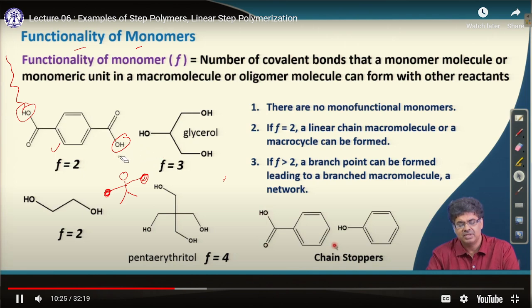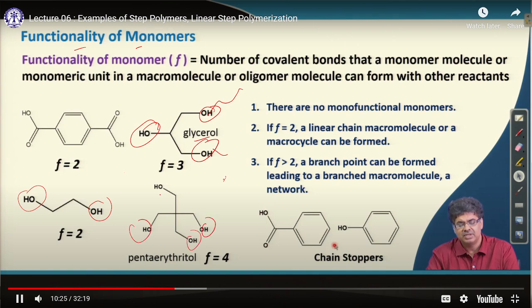So its functionality is 2. Similarly, this glycol has three hands, so from three sides it can make polymerization, so its functionality is three. Similarly, diol also has two functionality. Here it can make bonds from four sides, so its functionality is four.